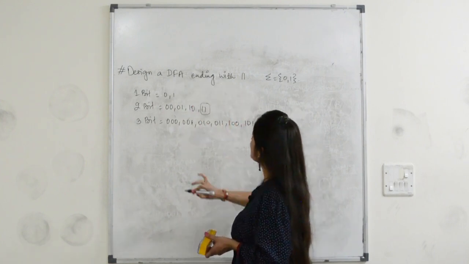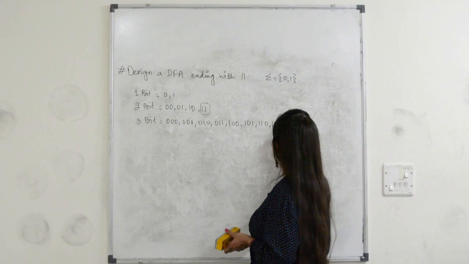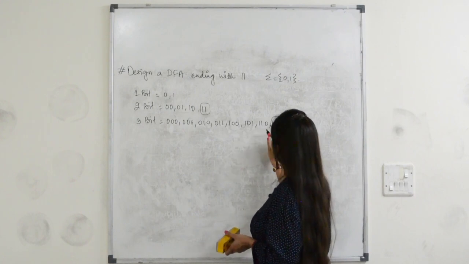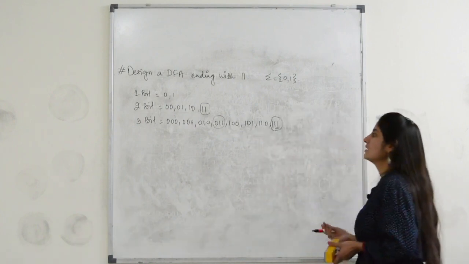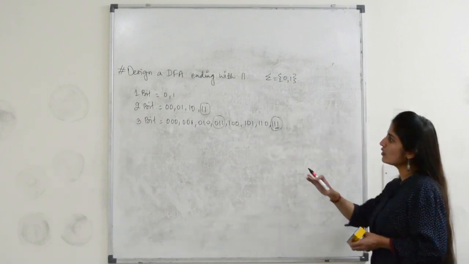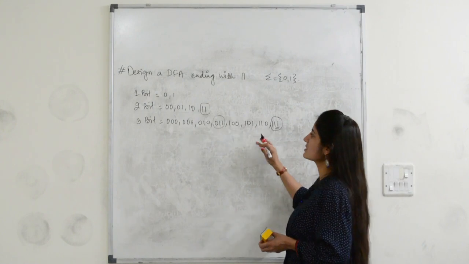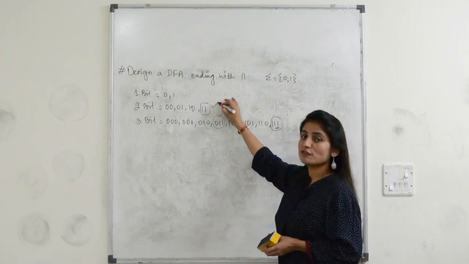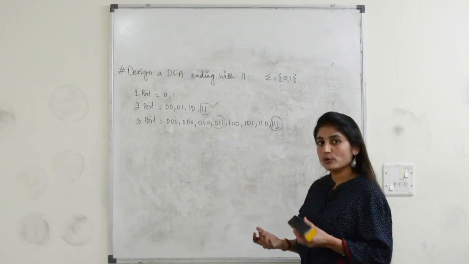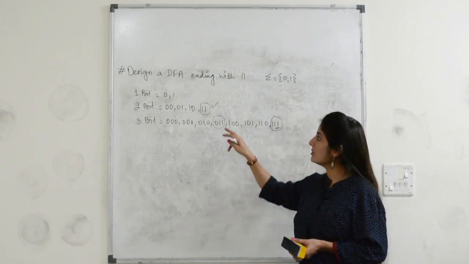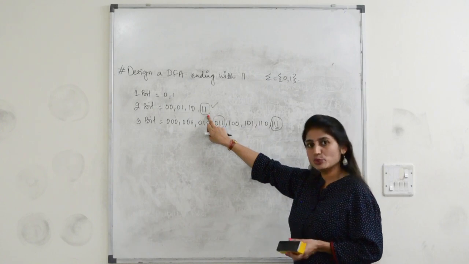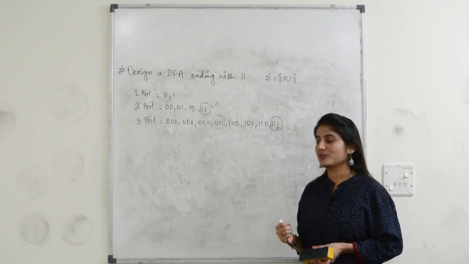So this is the string which needs to be selected, 11. Then this is ending with double one, so this is another string which we need to select. 0111 is the third string. So out of all the strings, these three strings, we know that this is the string of minimum length. The number of states will be determined by the minimum length string. The minimum length string has length 2, so the number of states will be 3.